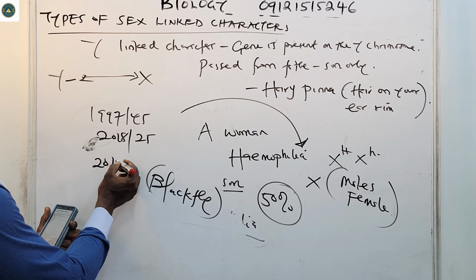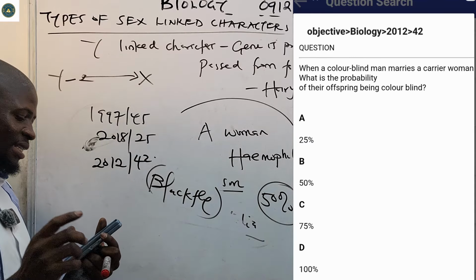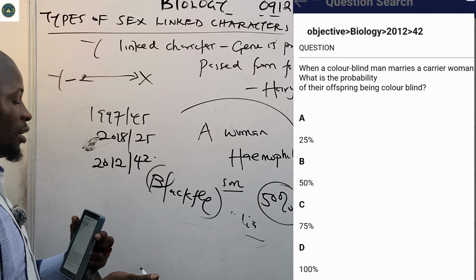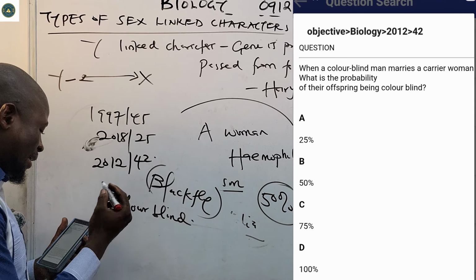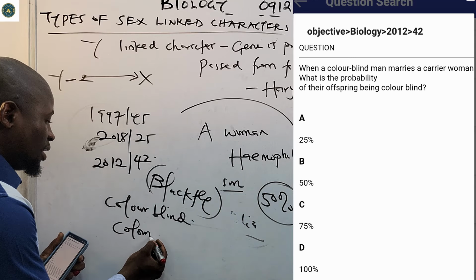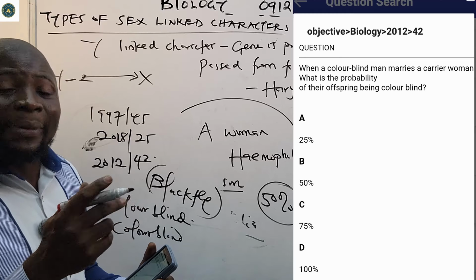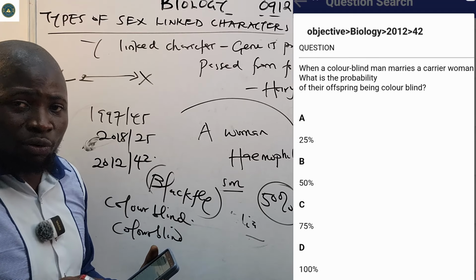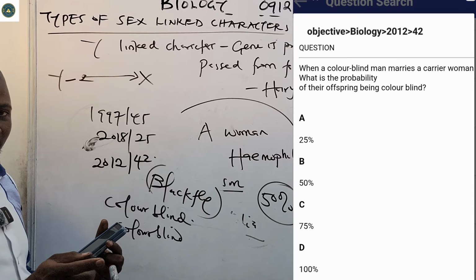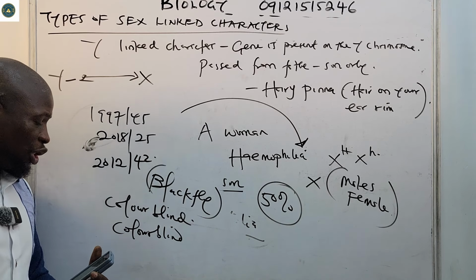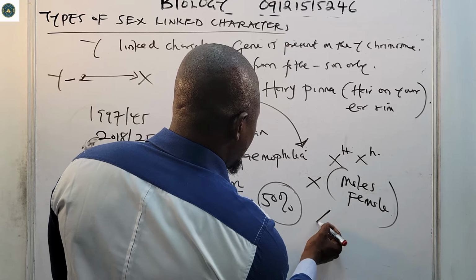But this is 2012, number 42. It says, when a colorblind man marries a carrier woman, the man is colorblind. He now marries a woman who is a carrier. She's not showing it, but it's there on her chromosomes already, on the gene already. She's a carrier of colorblindness. If you reason this very well, you'll see that the man already is colorblind. Let us say the man is colorblind.